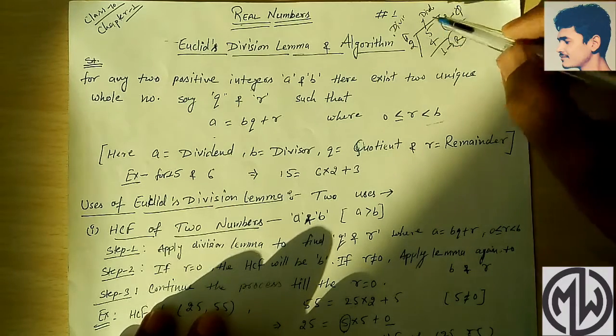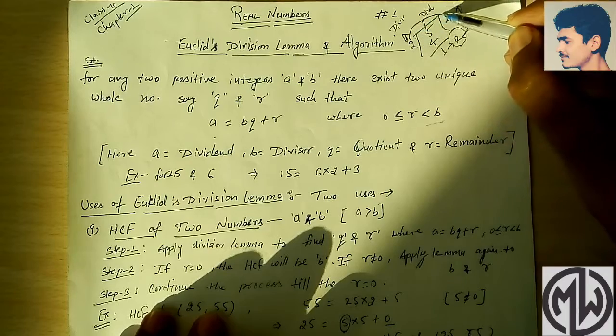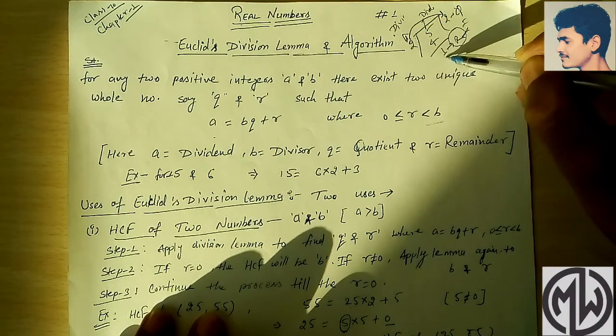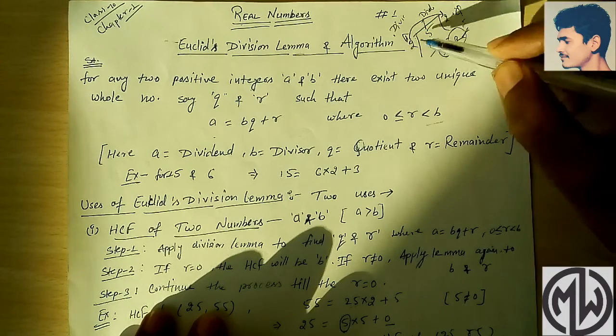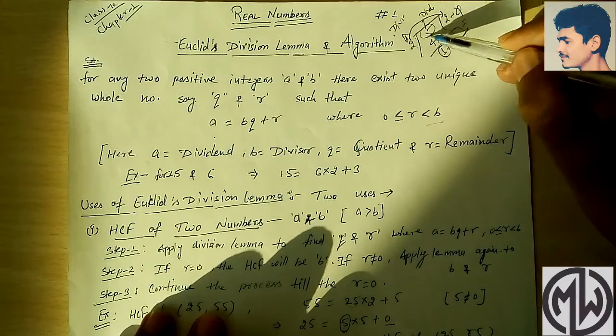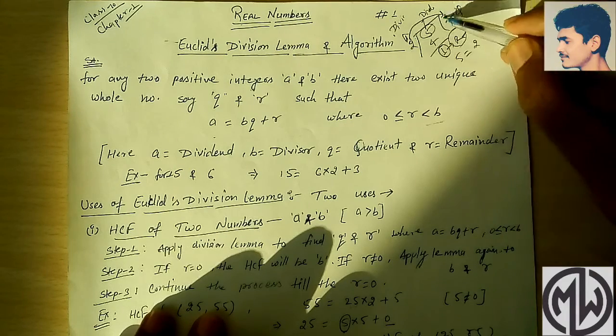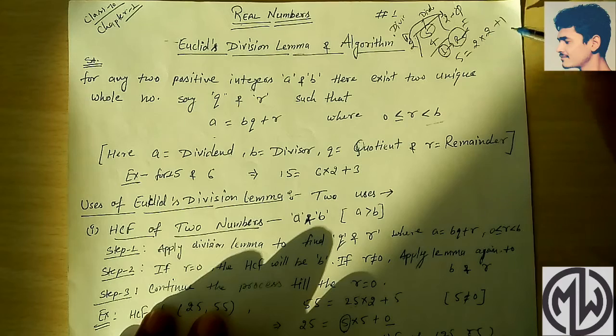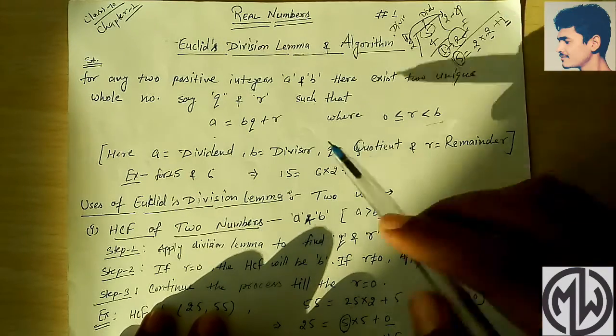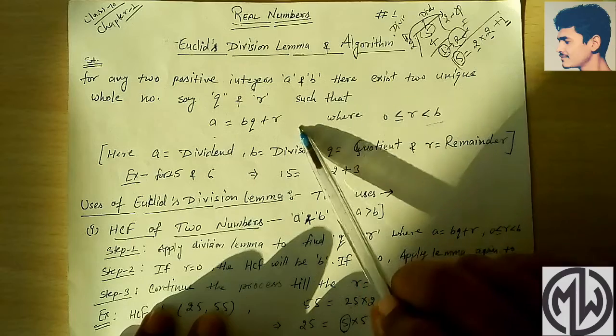We know that divisor multiplied by quotient, and when we add the remainder to this multiplication, we get 5. For example, 5 is equal to 2 into 2 plus 1, where 1 is your remainder. So dividend is equal to quotient into divisor plus remainder. This is your Euclid division lemma.